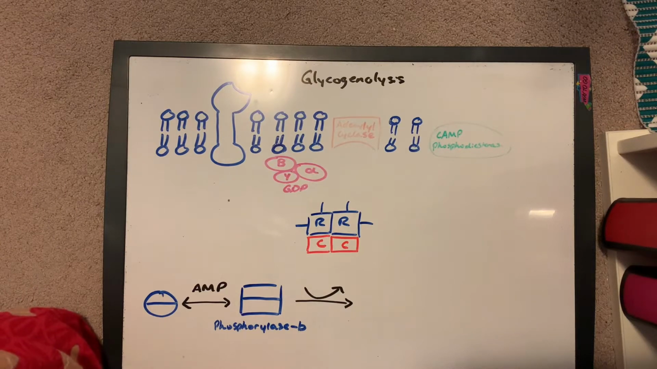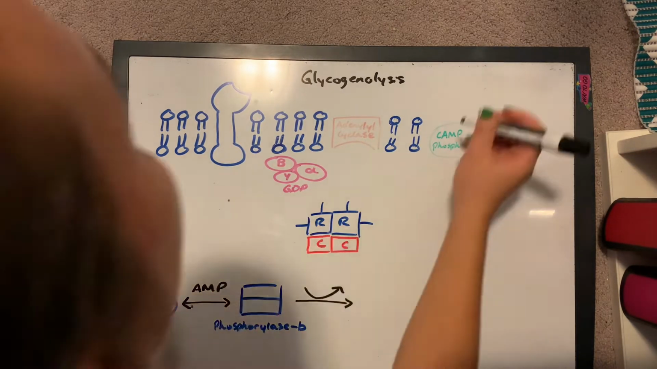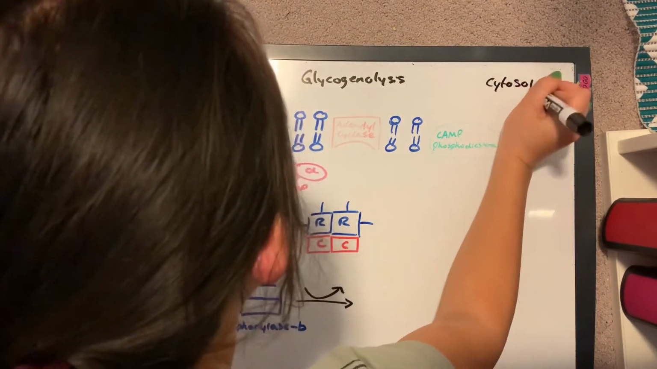So today we're going to be talking about glycogenolysis. This is the process where glycogen is released in glucose form in order to increase blood glucose levels during the fasting state. Specifically, I'm going to be talking about the amplification cascade, and all of the reactions I'm going to be explaining are occurring in the cytosol.